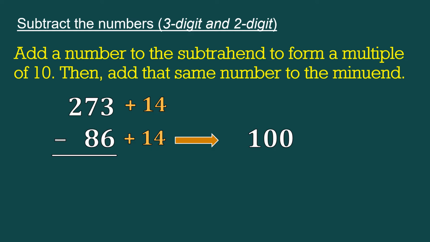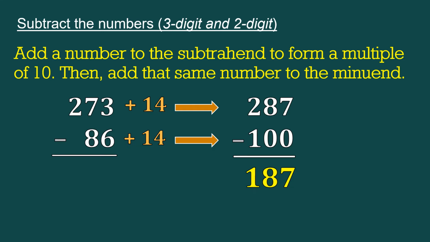273 plus 14 makes 287. Then, subtract the newly formed minuend and subtrahend. 287 minus 100 is equal to 187. So, 273 minus 86 is equal to 187.